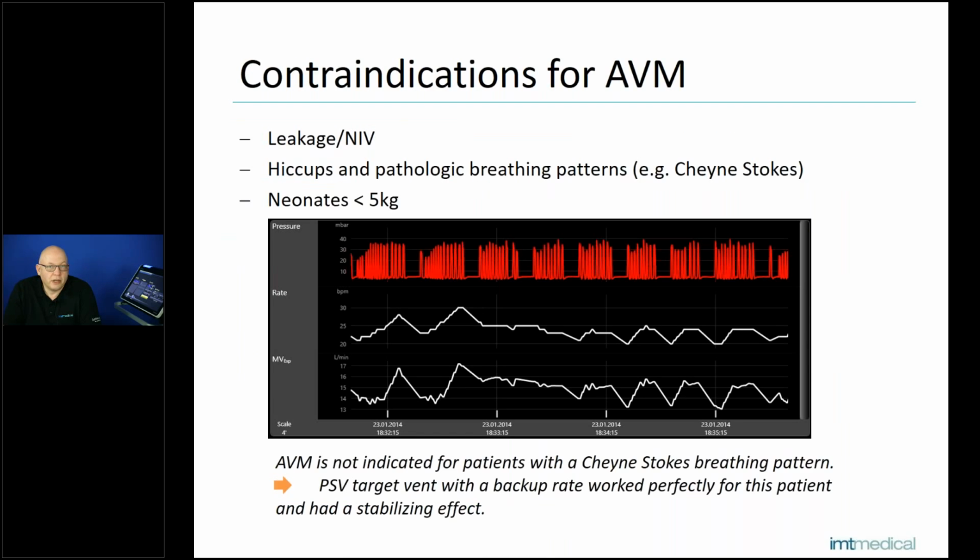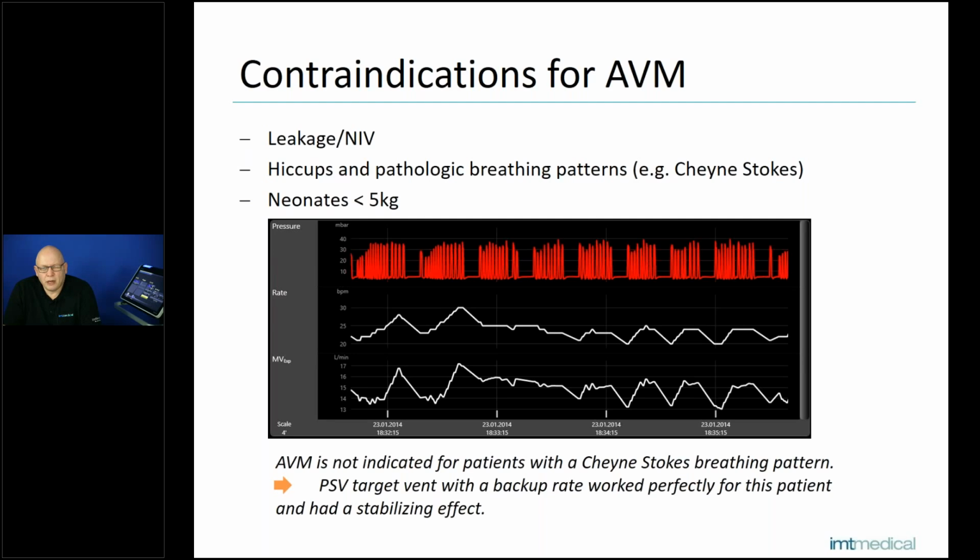There are also some contraindications for AVM, just to talk about them at the end, because otherwise everything would look too perfect. The expiratory time constant, which is used for calculating nearly everything in AVM, is very sensitive to leakage. So I can't use AVM during non-invasive ventilation because this value can't be calculated reliably. So I have to exclude non-invasive ventilation or ventilation with a very high leakage.